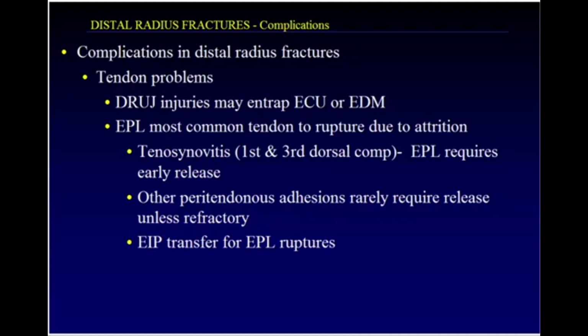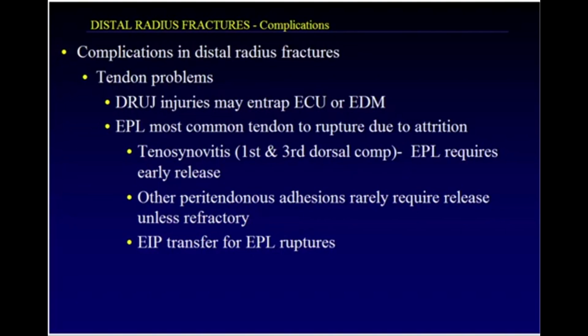Again, if you're unable to reduce it, if you have an irreducible DRUJ, suspect interposition of the ECU, and that needs to be removed. What about tendon rupture due to attrition? The most commonly injured tendon in that manner is the extensor pollicis longus, of course, crossing around the dorsal of the wrist over Lister's tubercle.